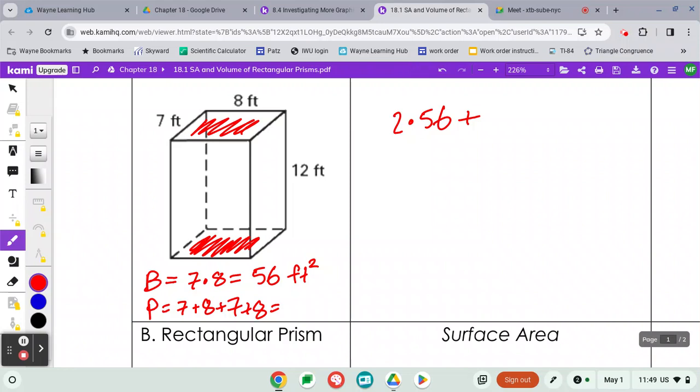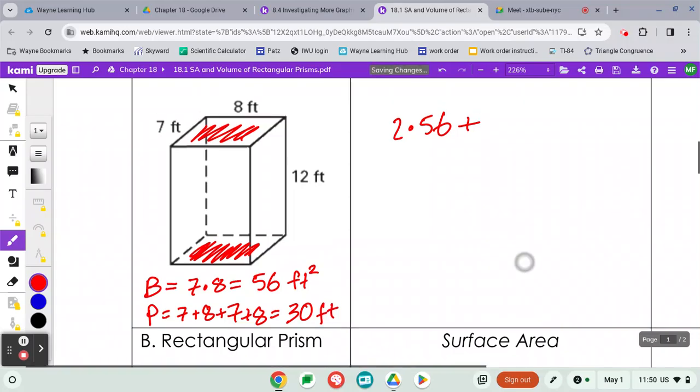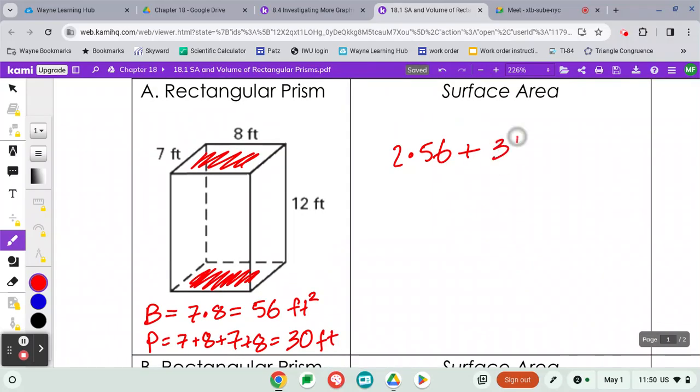Wait, I think you forgot a 7. So 7 plus 8 is what? 15. What's 15 times 2? 30. Yep. Now, will that one be feet or feet squared or feet cubed? Just feet, because it's a distance, right? Okay, that's our perimeter. And what did we already say our height was? 12. Okay, so we've got it set up.